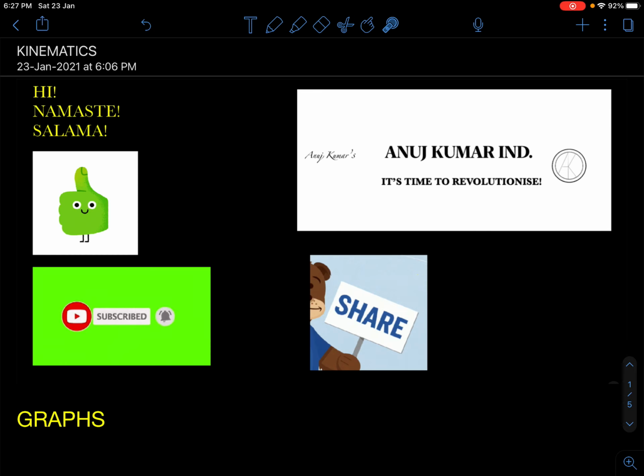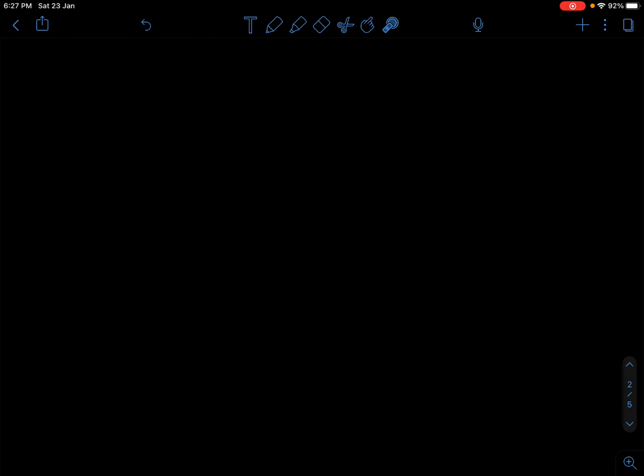So let's begin with the graphs of kinematics. As I have told you earlier also about the slope, mainly we'll be dealing with the slopes. We should know what the slopes are, the concept of slope that I have taught you in the earlier video. If you haven't watched it, then watch it. So let's start with the graphs.